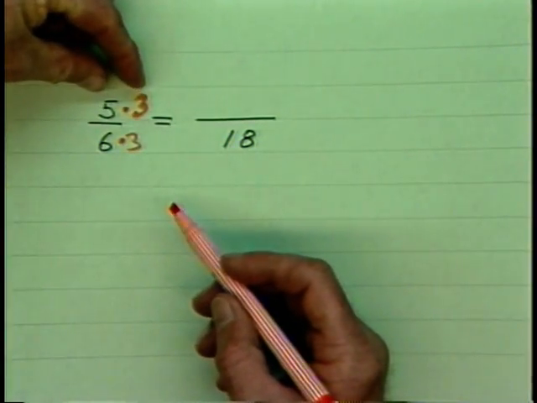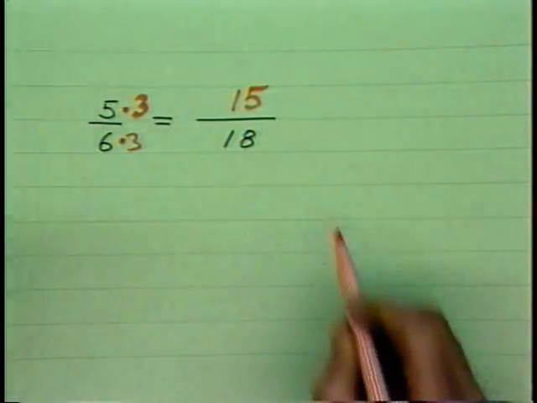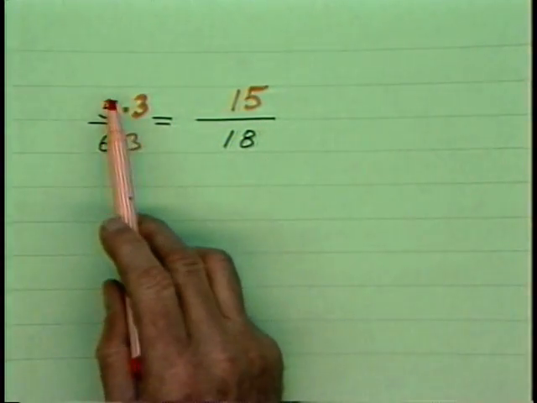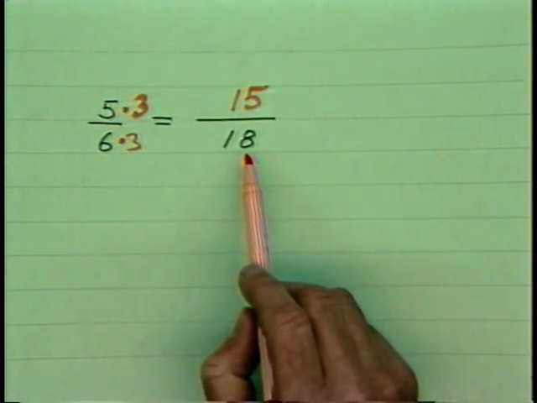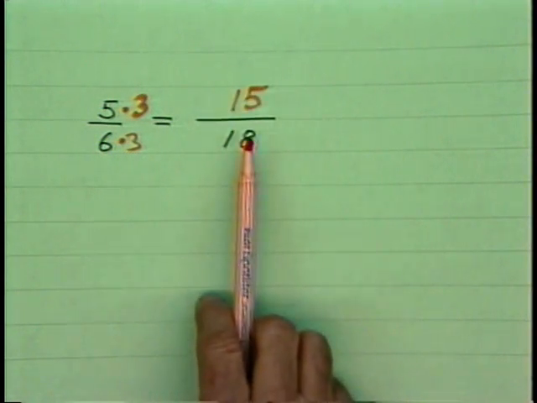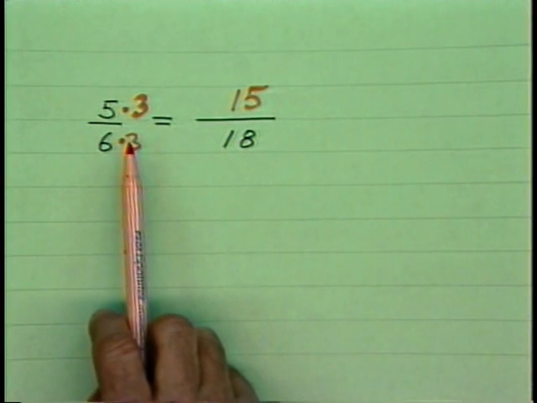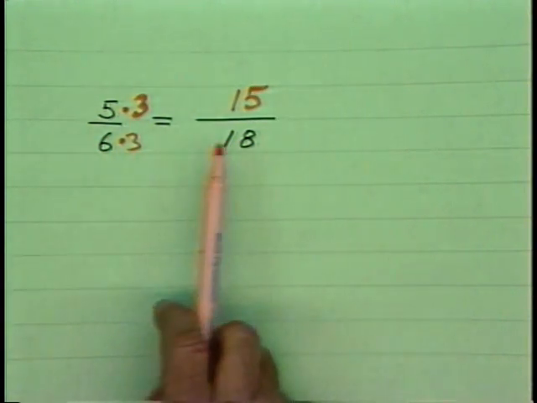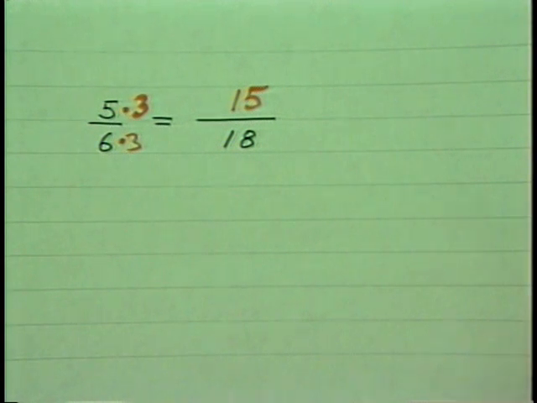And of course, multiplying the new tops now, we get 15. So our claim is that 5/6 and 15/18 are precisely the same fraction. Now, of course, if you were to reduce this, it'd go right back to 5/6. So you can see fraction building is sort of the inverse operation of reducing, isn't it?